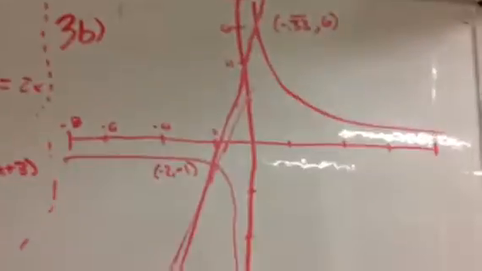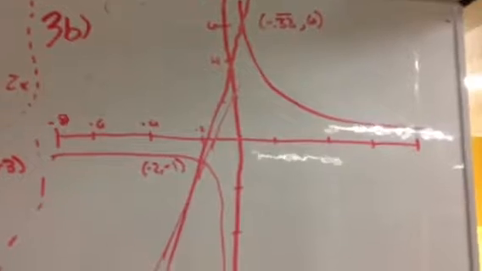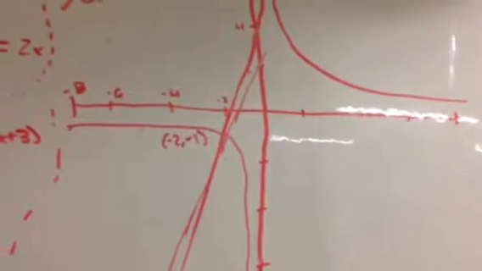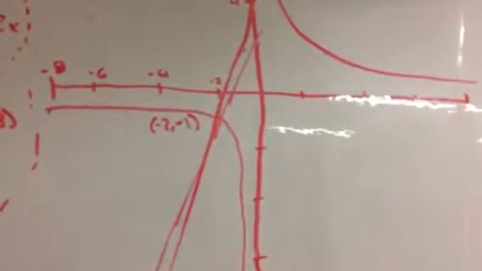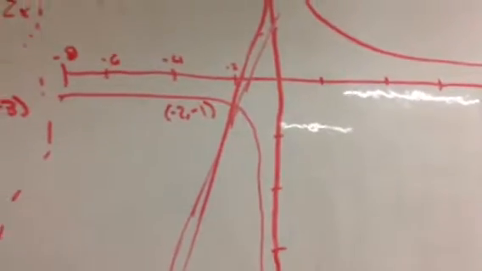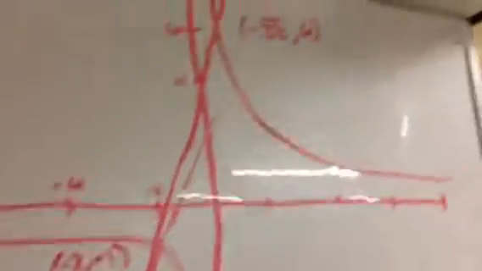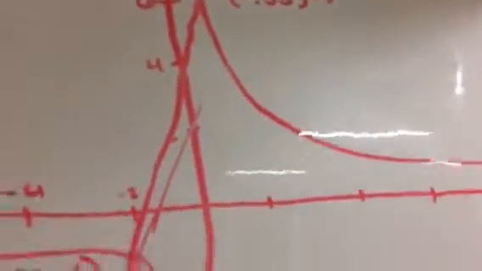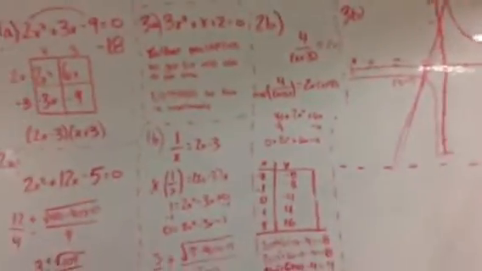So here I did my graph. I just graphed my two functions, or my two equations. I got an inverse variation and a linear, and I pointed out the places where they overlap, which are my answers. So I got negative 2, negative 1, and negative 0.3 repeating, 6. So here is part A and B.